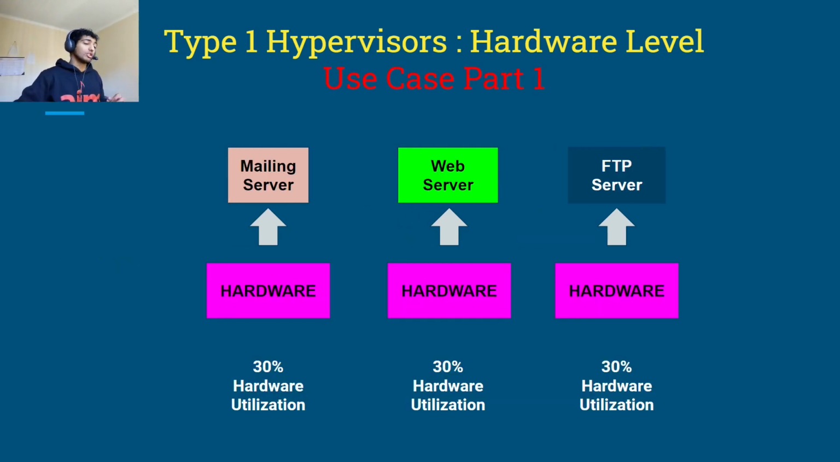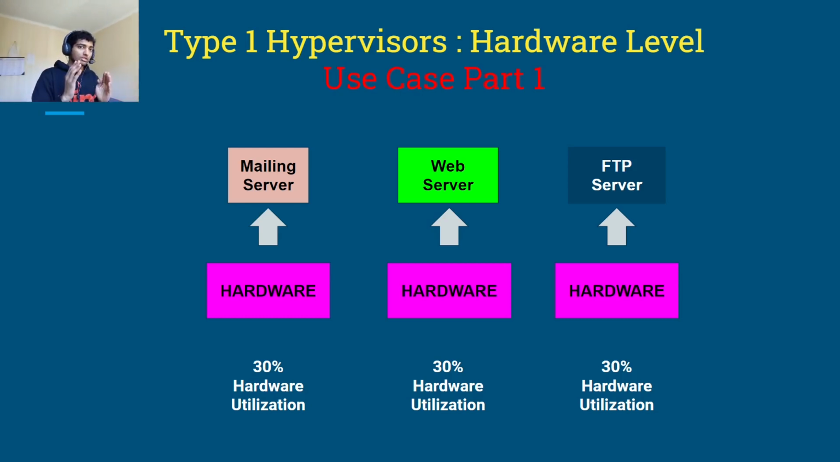And now the use cases, let's look at this, right? So type 1 hypervisors, why are they actually useful? Let's say you work in a company that has 3 different hardware pieces. So 3 different computers that are performing 3 different functions. Computer 1 is a mailing server, computer 2 is a web server, and computer 3 is a file transfer protocol, FTP server, right? So it has files, and you take files and put files out, whatever, it doesn't matter.